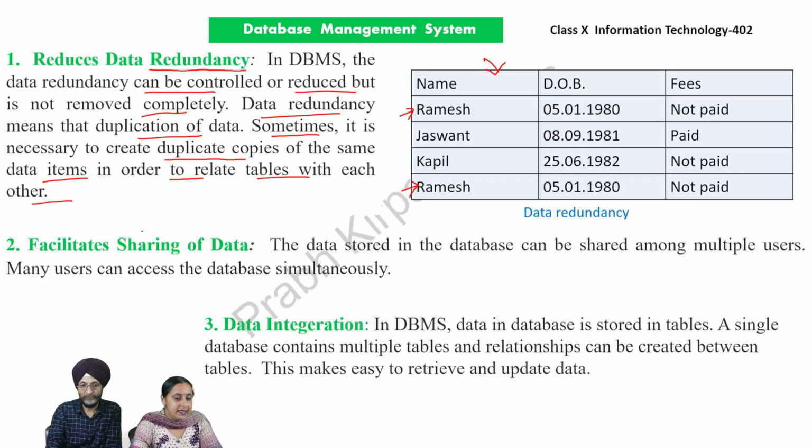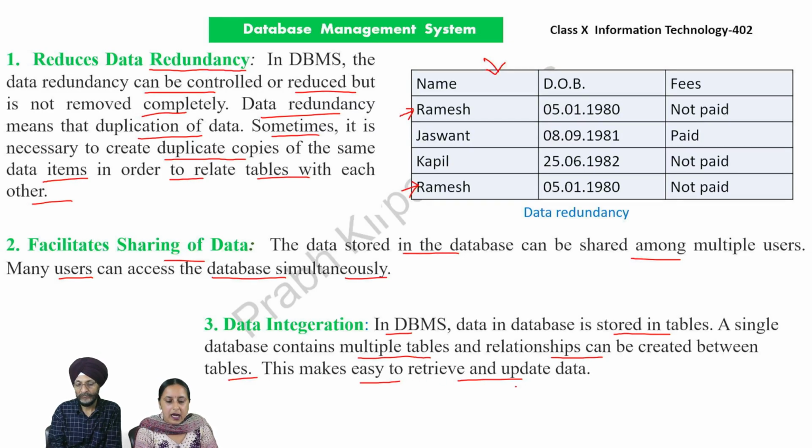Number two, facilitates sharing of data. The data stored in the database can be shared among multiple users. Many users can access the database simultaneously. Third, data integration. In DBMS, data in database is stored in tables. A single database contains multiple tables and relationships can be created between tables. This makes it easy to retrieve and update data.